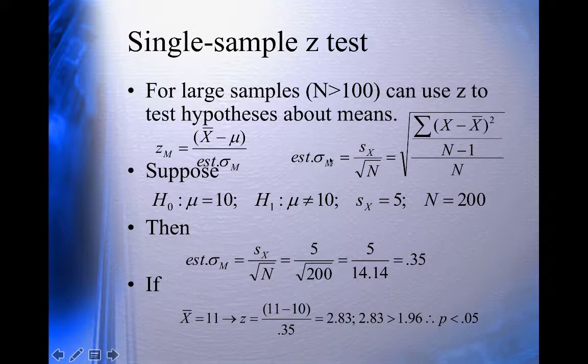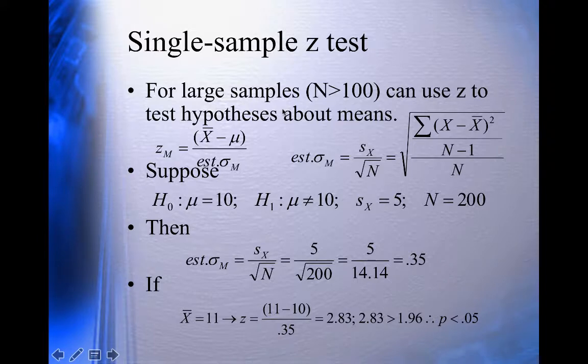The estimated standard error of the mean is the standard deviation of x divided by the square root of n, where n is the number of people in your sample. This is the unbiased estimate of the population variance. So we're going to take the square root, and we're going to divide this variance by n, and this whole thing is under the radical. So these two things are the same quantity.